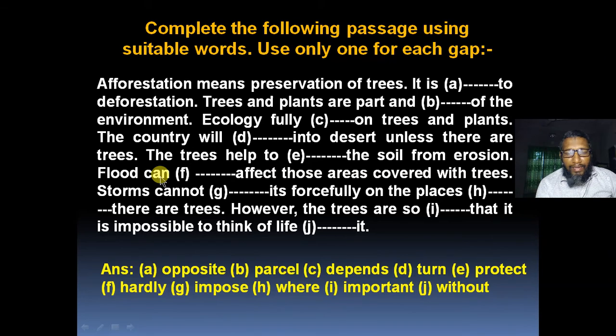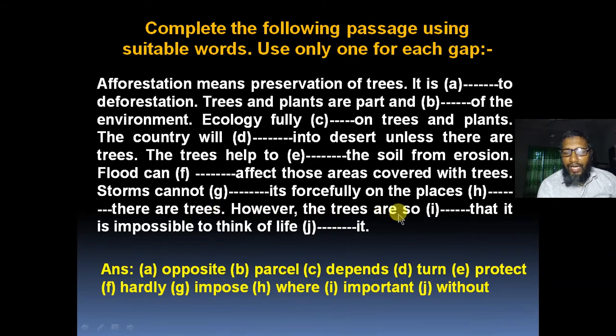Between the modal and the principal verb, we can use an adverb. So hardly: flood can hardly affect those areas covered with trees. The area covered with trees, flood cannot impose its effect on that area. Strong cannot dash. Can is also a modal verb, and here is the base form of the verb. Strong cannot impose its force on the place. Where is a relative pronoun. Where is a place; place is a land or something like land. So here the relative pronoun is where there are trees.